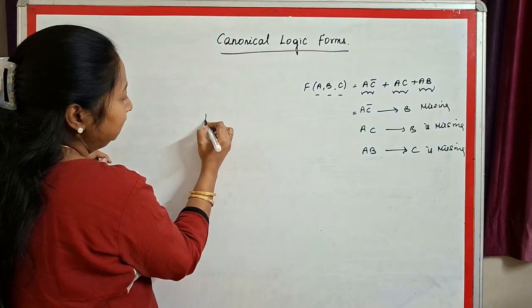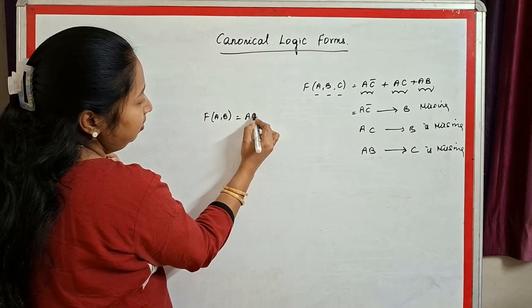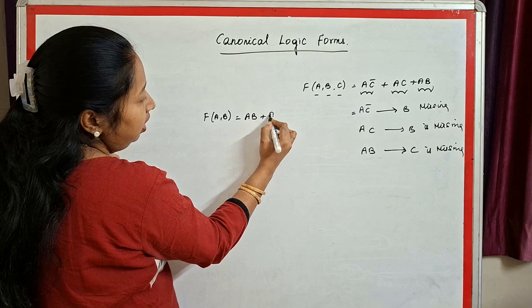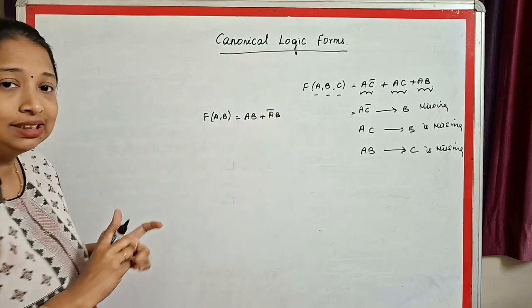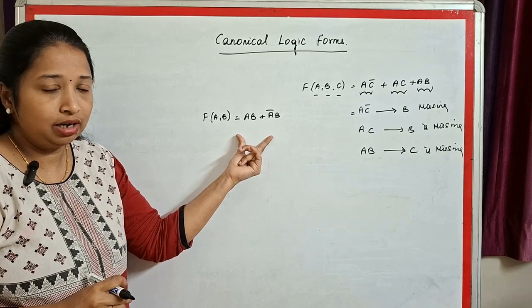I'll give you another example. Let me take f(a, b) equal to ab + a'b. Is this a canonical form or a non-canonical form? This is a canonical form.